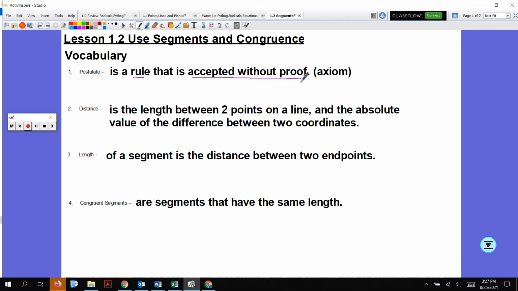Distance. So when we talk about distance, that often makes me think of absolute value, right? Remember, absolute value is a number that lies between two bars. The absolute value of +7 is 7. The absolute value of -7 is 7. Absolute value is the measure of distance on a number line from 0. So, a refresher. The length of a segment.